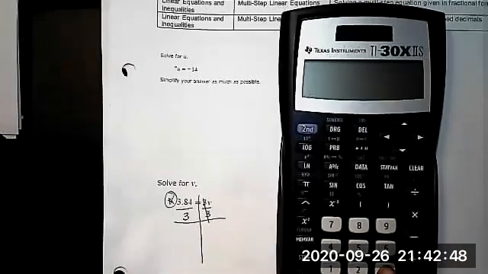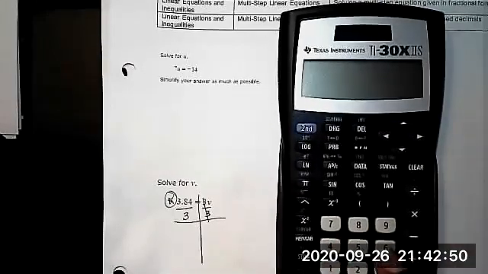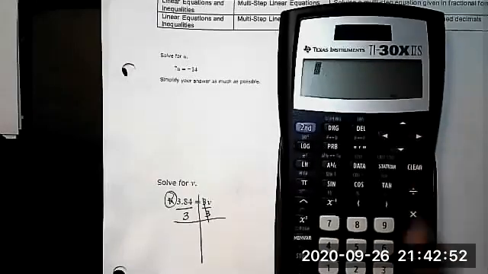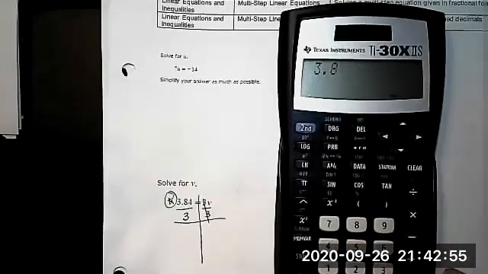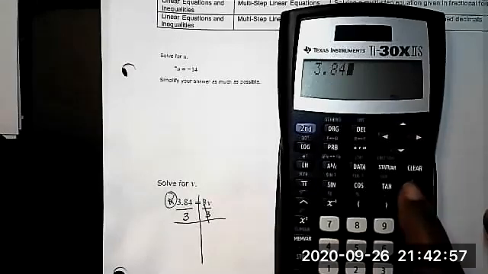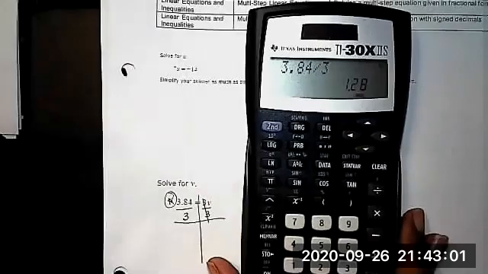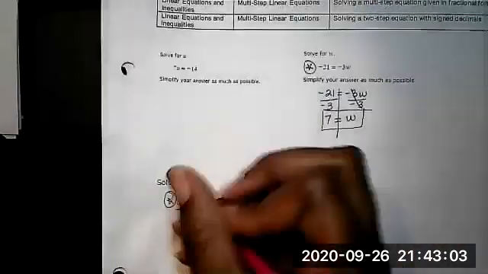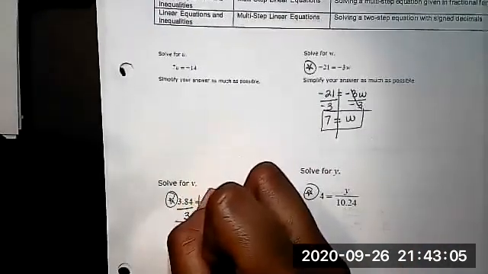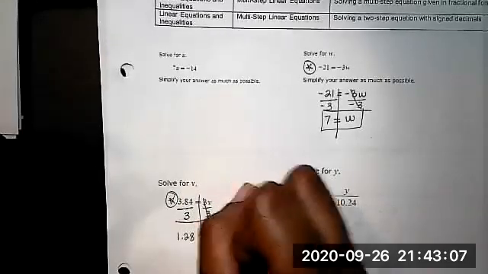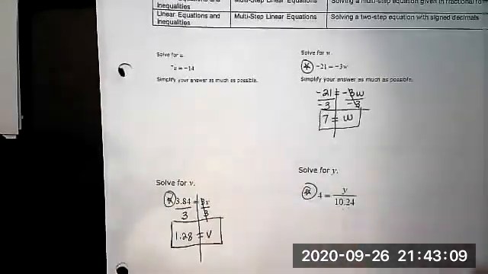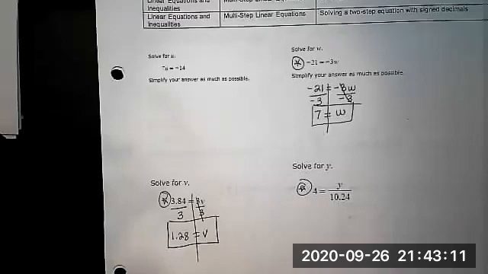So anyway, I'm going to take 3.84. Hold on, let me turn the calculator on first. 3.84, and I'm dividing that by 3 because I divided by 3 on both sides. My answer here is 1.28. So 1.28 would be my answer for V. And how do I know I'm done? Because V is by itself. Solve for V. When V is by itself, we are done.